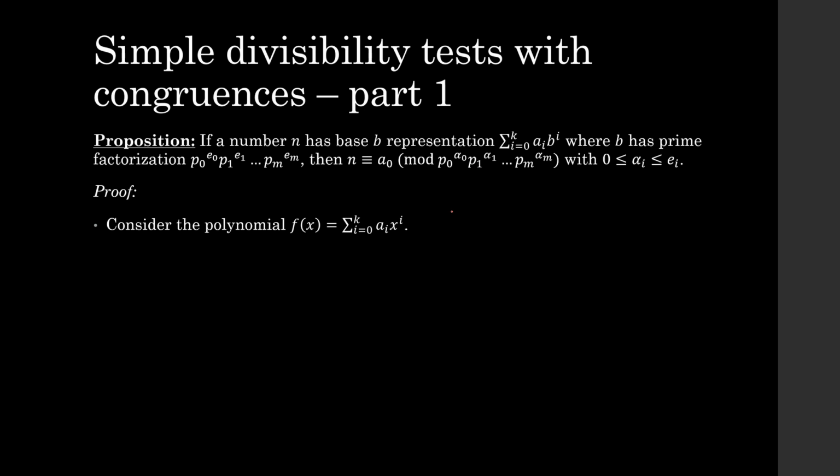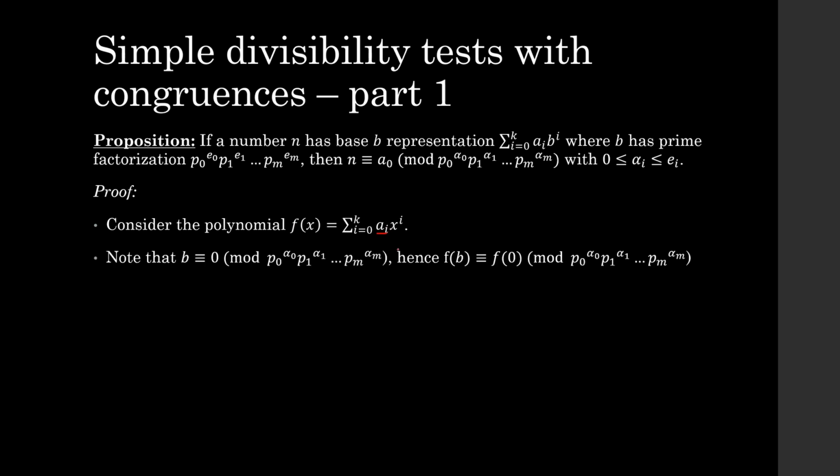So, proof. First, we're going to consider the general polynomial f(x) equals the sum from i equals 0 to k of a_i x^i. The a's are defined, as here, from the base b representation of n, and x is the variable for the polynomial. These are integers, so it's a polynomial with integer coefficients. Note that b is congruent to 0 mod this whole thing, because this whole thing is a factor of b. We can multiply each of these by some power of the primes to get to b. So this divides b, which means b is congruent to 0.